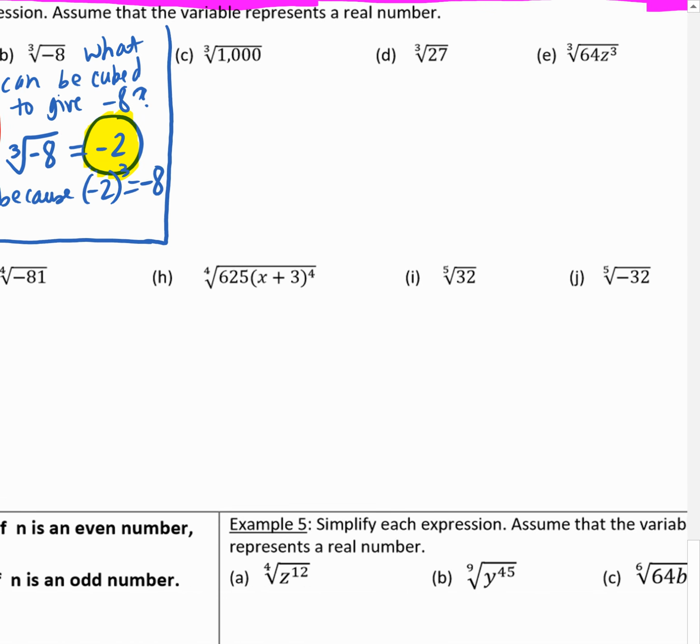Alright, let's see part C here. We've got the cube root of 1,000. I don't know if we need to write out all those words now that we're used to it. Now you can just say, question mark, what to the third power is 1,000? And if you're not familiar, just start guessing.